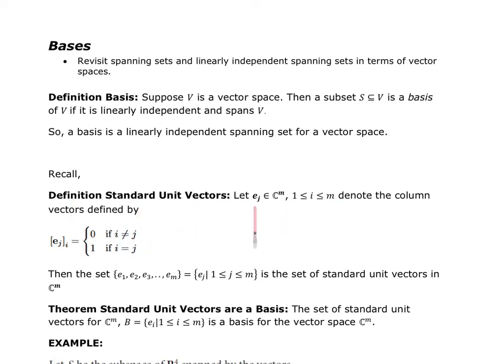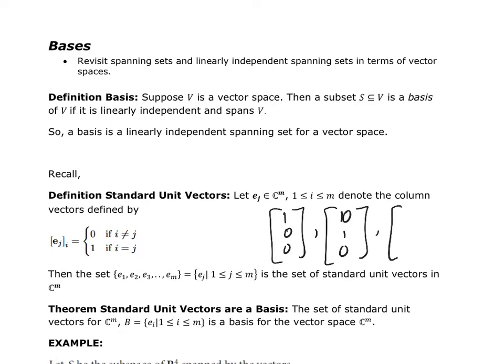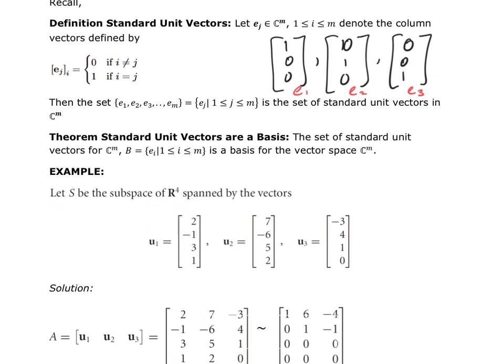We denote it as e_i or e_j, where there is a 1 in that position and then zeros everywhere else. So if we're talking about 3-space, it would be (1, 0, 0), and then (0, 1, 0), and then the last one would be (0, 0, 1). And that would be the 3 standard unit vectors in 3-space. So of course this is e sub 1, e sub 2, and e sub 3 because of the positions that they're in. So we get this theorem.